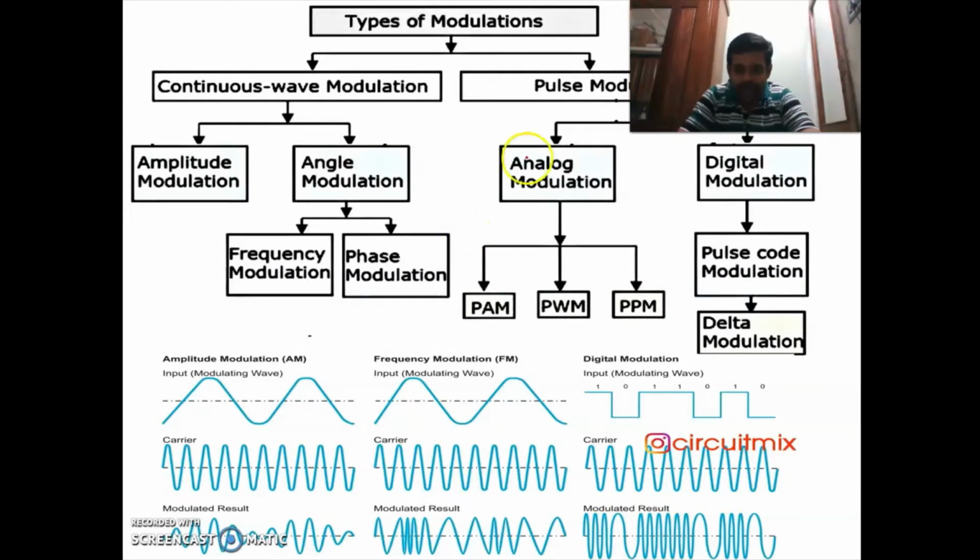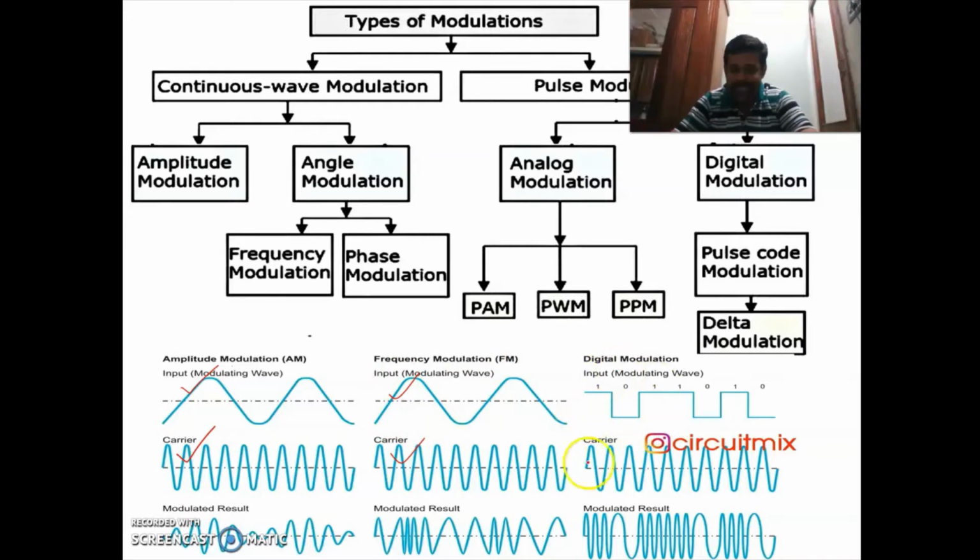Amplitude modulation is a continuous type of modulation. The modulating signal is a continuous or analog signal, the carrier is a continuous signal, and the modulated signal is also continuous. Frequency modulation is also a continuous wave modulation, where both the modulating signal and the carrier are analog signals.